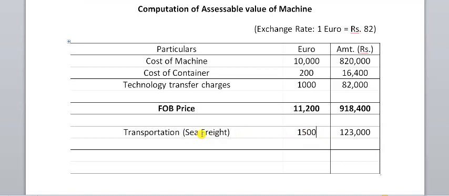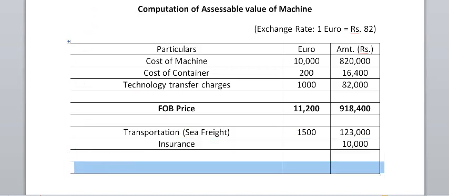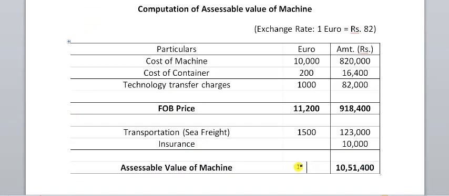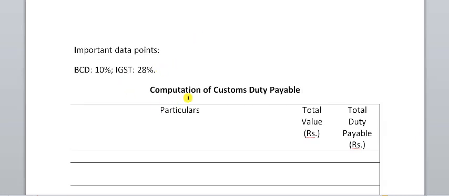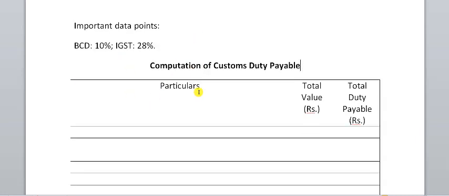Next add the transportation charges, sea freight. Here it is clearly mentioned it is sea freight, so 1500 will be taken directly, nothing to compare here. 1500 into 82, 1,23,000. Next insurance they have paid in Indian rupees, so we'll take the amount 10,000 as it is. We'll get the assessable value of machine, that is 10,51,400.